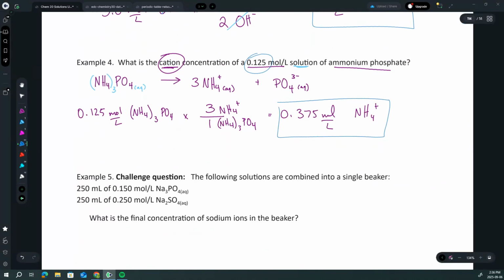Alright, so example number 5 starts to get beyond the scope of Chem 20, so we're going to omit this one. Don't worry about trying to find the concentration of an ion once you've mixed 2 solutions together.